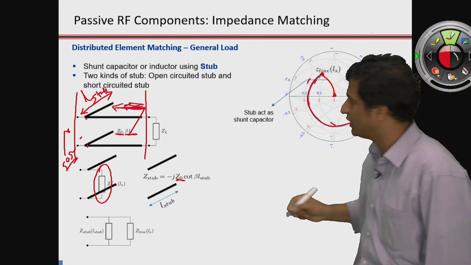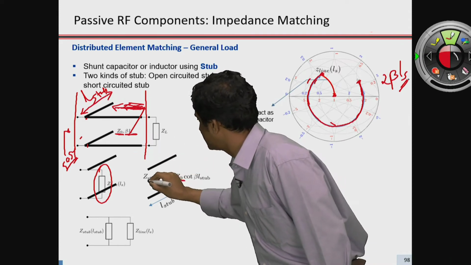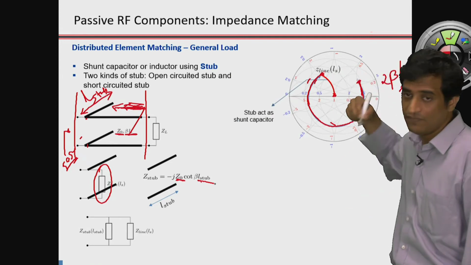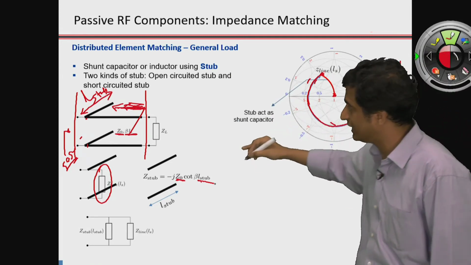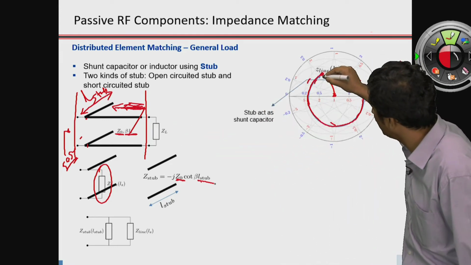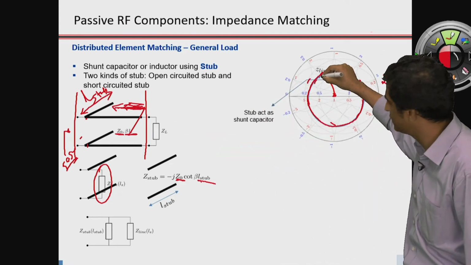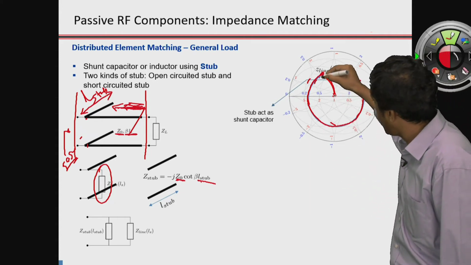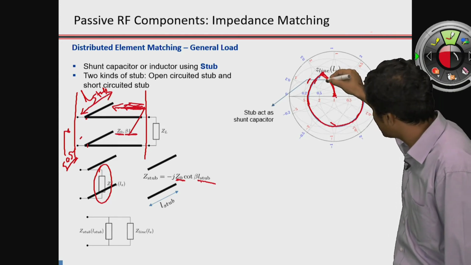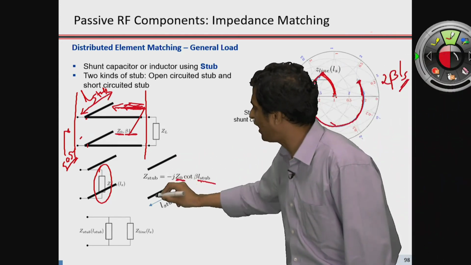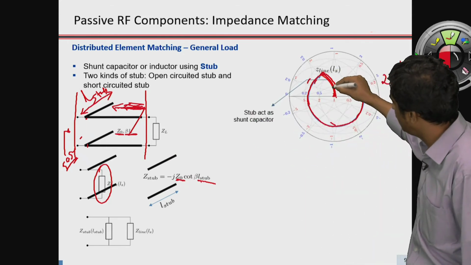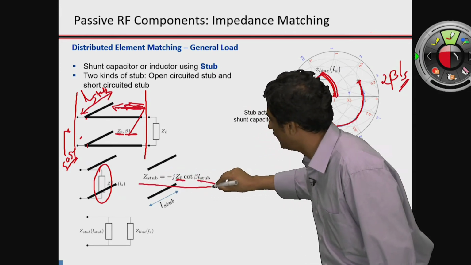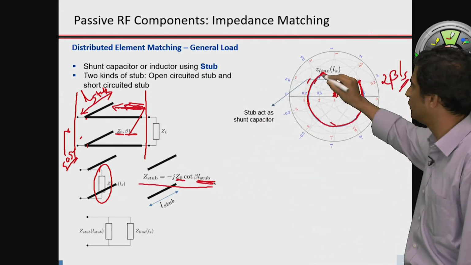What remains to be figured out is the L stub, the length of the stub. We need to figure out the length of the stub, and to do that, again we go back. Since the stub is being connected in parallel, we are moving this admittance point along the constant conductance curve to the center of the Smith chart. So how much susceptance this particular stub has to offer can be determined from this particular movement that we want to achieve. Based on that, using this formula, we can figure out the length of the stub that is needed to realize that.